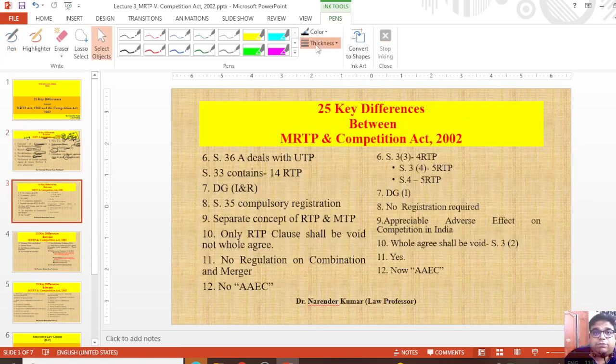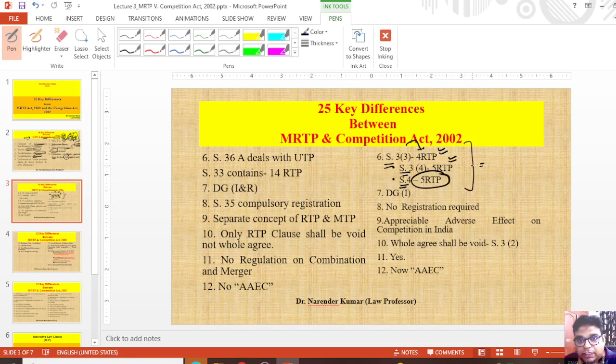Next point: section 36A deals with UTP, unfair trade practices, and section 33 contains 14 RTP, restrictive trade practices. What has the Competition Act 2002 done here? Under section 3 clause 3 it covers 4 RTP, under section 3 clause 4 it covers 5 RTP, restrictive trade practices, and under section 4 it covers 5 RTPs. So broadly you can say that here it is 4, 4 and 5.